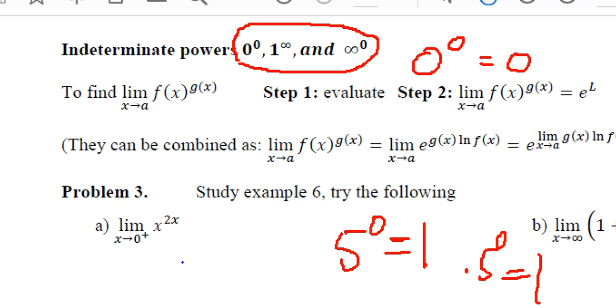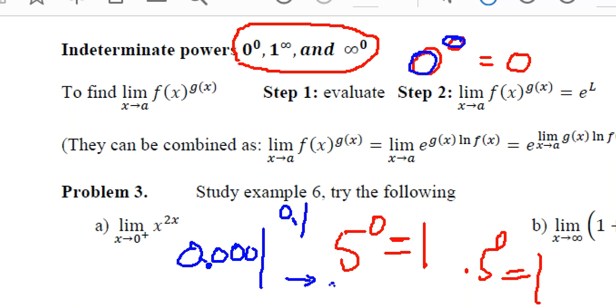However, if you think about, say, 0.0001 raised to some power, say 0.1, and this guy is very close to 0 in this case, very close to 0. So it really depends on where the power or the base approaching 0, which one is faster, therefore your answer can be different. So that's why this is called indeterminate form.